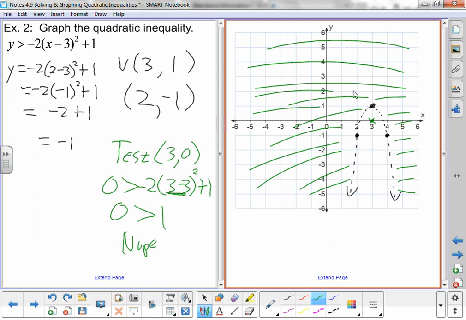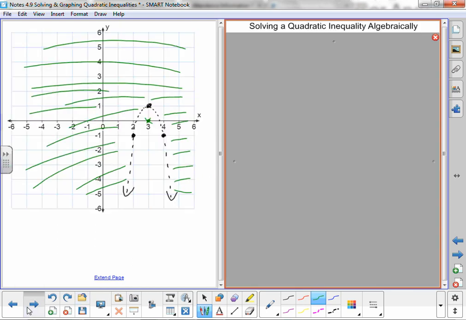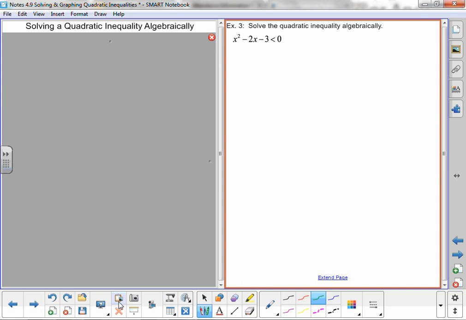So it's all the stuff on the outside of the parabola, nothing on the inside. Those are all of your solutions. And that's how you graph them. Just make sure you know if it's dashed or solid and then where to shade. All right.